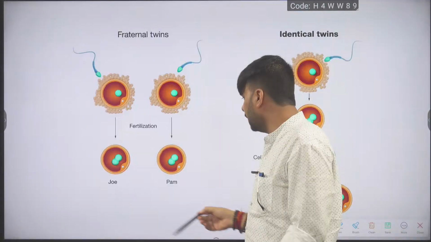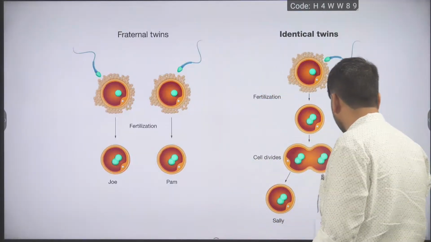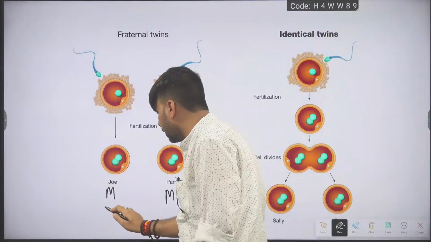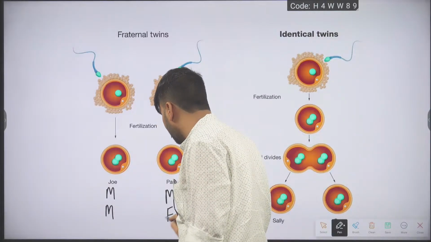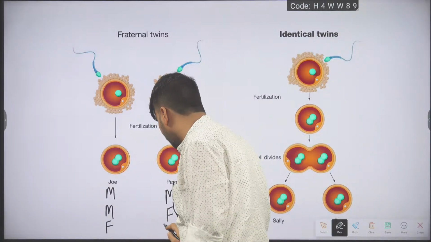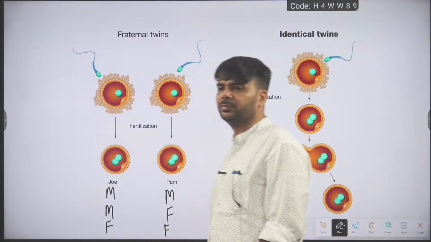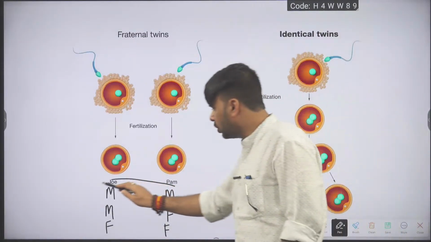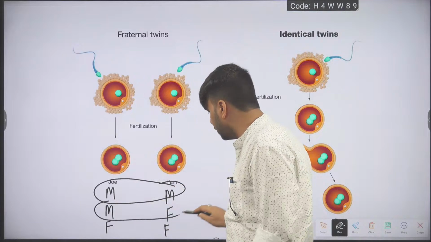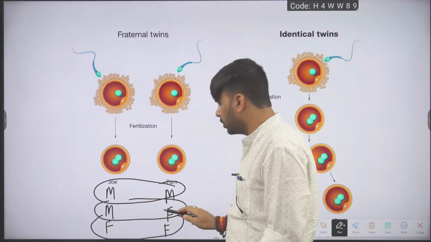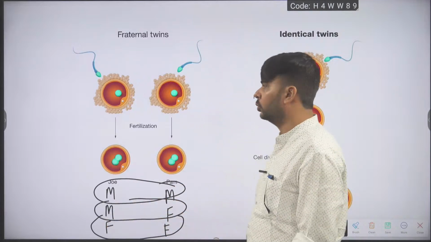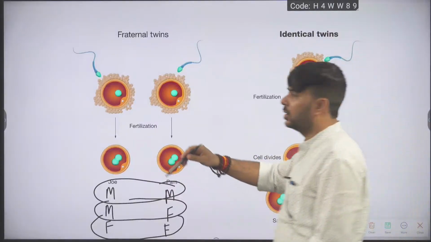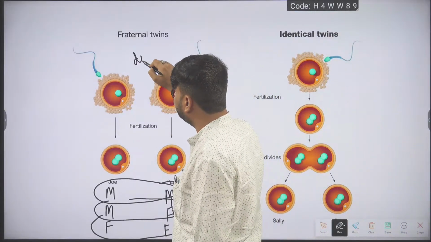They may be male-male, male-female, or female-female. Anything is possible. This combination is possible, this combination is possible, this combination is possible. Now, everyone, this is called non-identical twins or dizygotic twins.